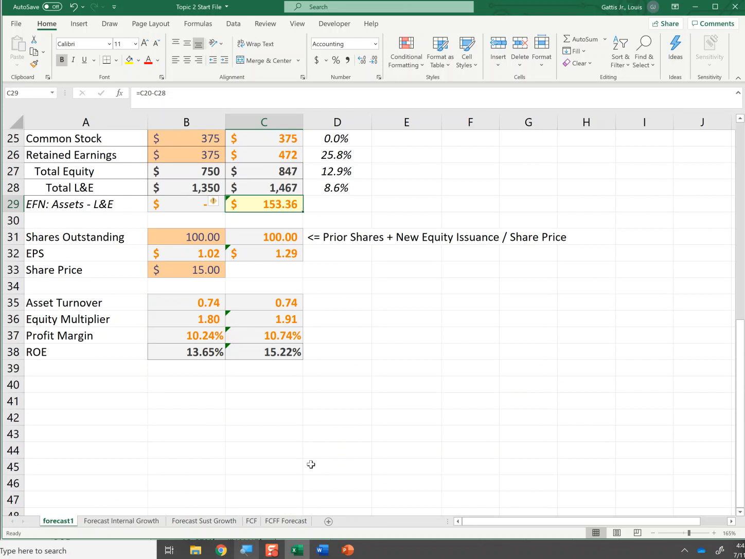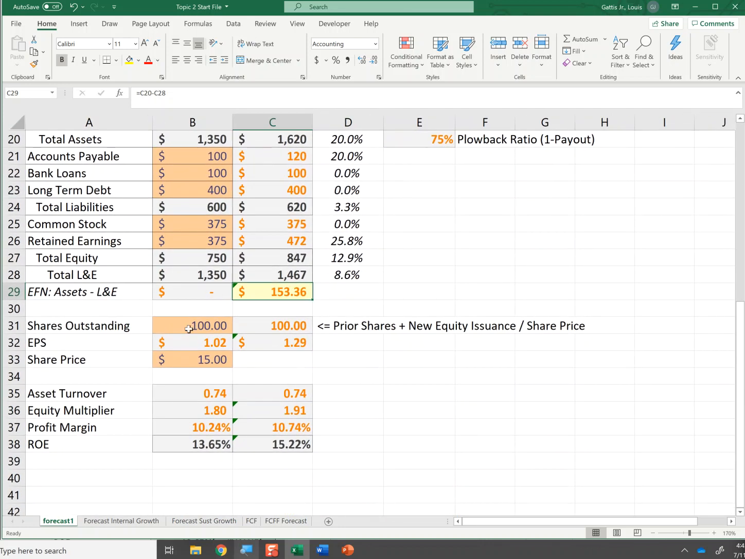We can also see what it does to a few ratios here. First of all, assuming the company had 100 shares outstanding, there's no change in stock. So earnings per share go from 102, that's net profit divided by shares, to 129. So it looks like a great year. It looks like almost a 30% increase in earnings per share. We'll assume the stock price is $15. I don't need that except for the future when I do the second pass. And let's see what happened to ROE. ROE has gone from 1365 to 1522.